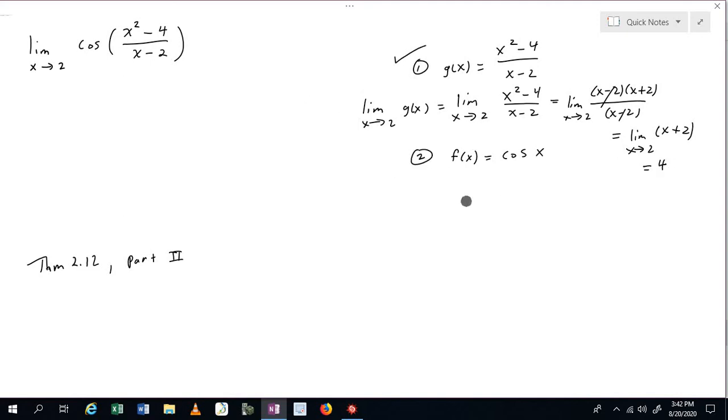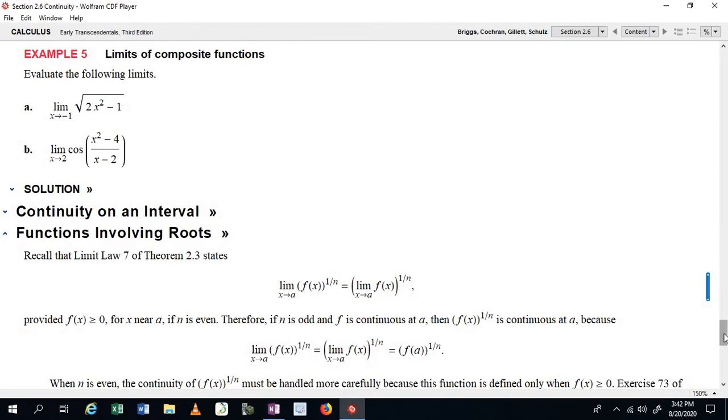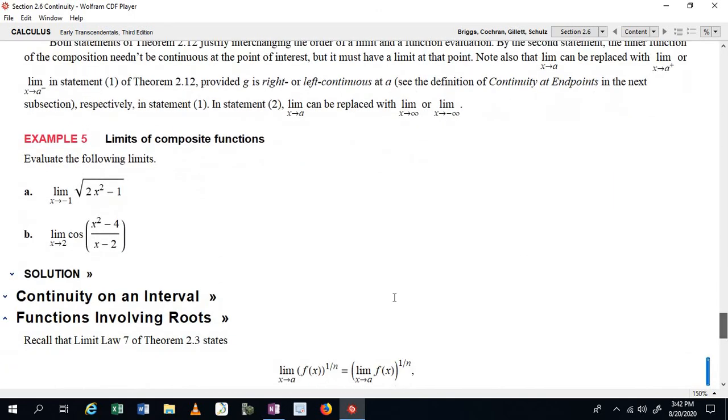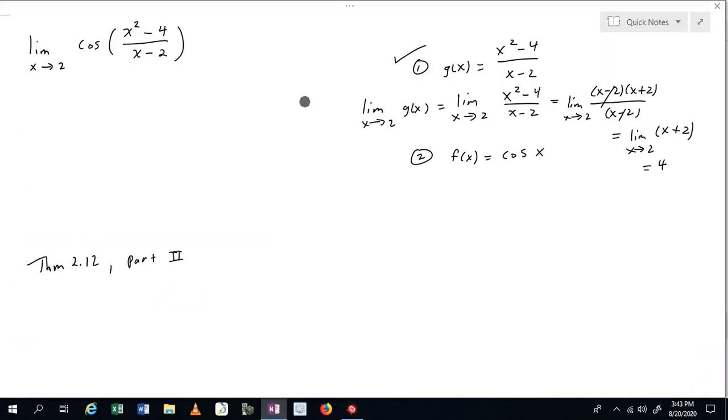Now the second condition. Let's go back and look at it. I think it has to be continuous, right? f needs to be continuous at L. So that's the second condition. Okay, so f needs to be continuous at this point here, right? So let's see if that's true.